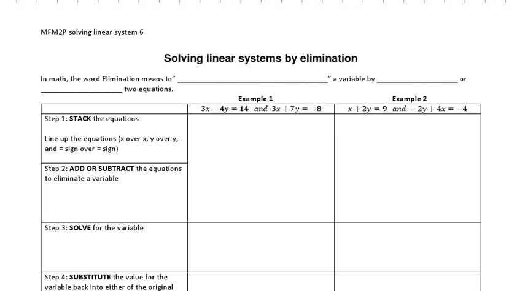So we're moving to solving linear systems, and now we're going to start with our new method, which is called elimination. So we learned how to solve by graphing, we learned how to solve by substitution, and now we're going to learn how to solve by elimination. What does the word elimination mean? To get rid of, exactly.